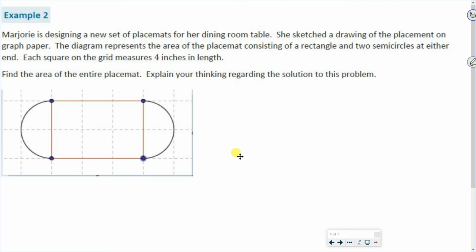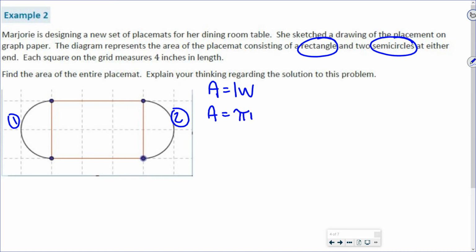Okay. So what it's asking you to do is for you to basically find how much space these placemats are going to take up on her table. So that means we're looking for area. Now it tells us that we've got 2 shapes going on here. We've got rectangles and we got semicircles. Now what was a semicircle again? Correct, it's half of a circle. So if I have 2 semicircles, I have 2 halves of a circle, which means this semicircle and this semicircle should make a whole circle. So I'm only looking at 2 formulas. Area equals length times width, and area equals pi r squared.